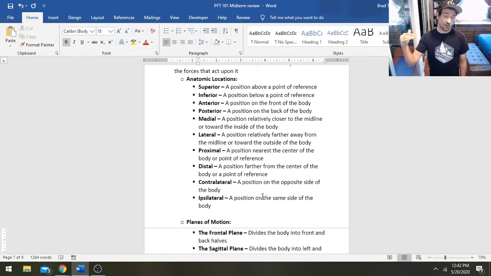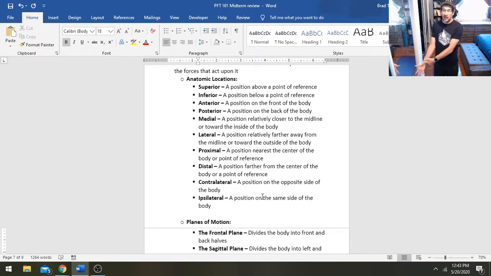It's still superior. So superior is a position above a point of reference, right? Superior is above, inferior is a position below a point of reference. So inferior is below. Anterior is a position on the front of the body. Posterior is a position on the back of the body. Medial is along the midline. Lateral is farther from the midline. You've got proximal, which is closer to a point of reference. If no point of reference is given, then it is the dead center of the body.